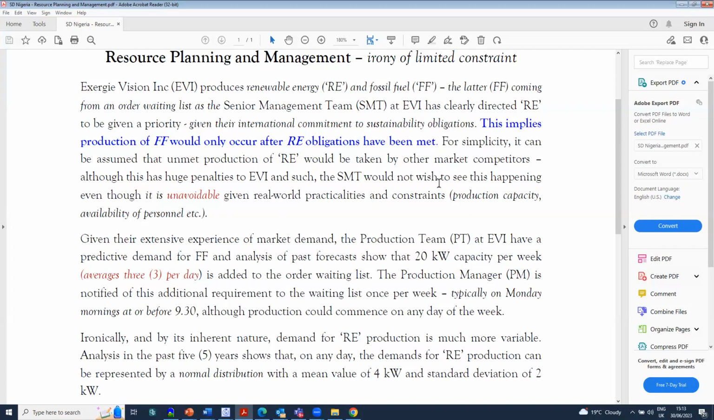Resource planning and management. Irony of limited constraints. Energy Vision International produces renewable energy and fossil fuel, the latter coming from an order waiting list, as the senior manager team at EVI has clearly directed renewable energy to be given a priority, given their international commitment to sustainable obligations.